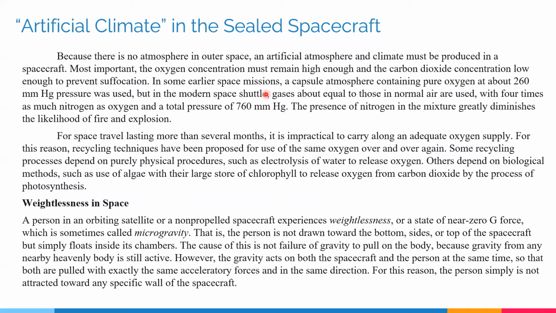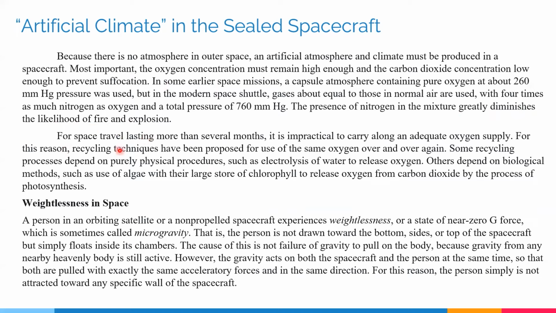In some earlier space missions, a capsule atmosphere containing pure oxygen at about 260 millimeters of mercury pressure was used. But in modern space shuttles, gases about equal to those in normal air are used, with 4 times as much nitrogen as oxygen and a total pressure of 760 millimeters of mercury. The presence of nitrogen in the mixture greatly diminishes the likelihood of fire and explosion.